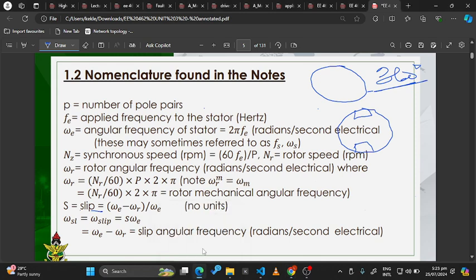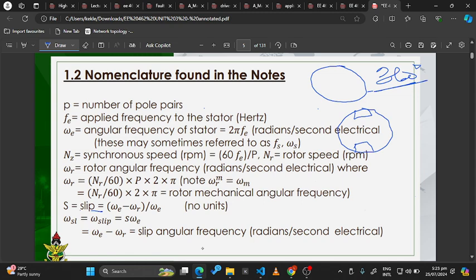So we have to call slip. If you have a motor, the slip is a measure of the difference between the synchronous speed and the rotor speed. Now we know what synchronous speed is. We know what the rotor speed is, right? The rotor speed is just the speed of the rotor or the shaft, and the synchronous speed is the speed of the rotating flux in the air gap.